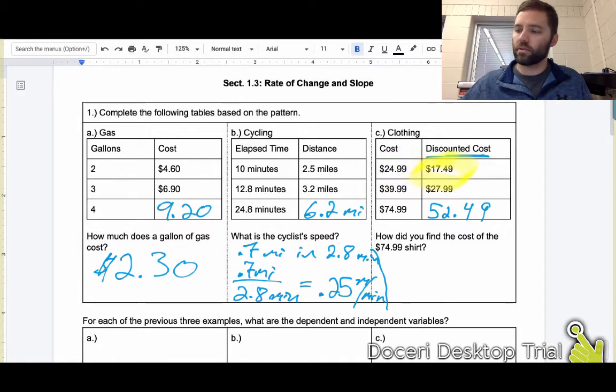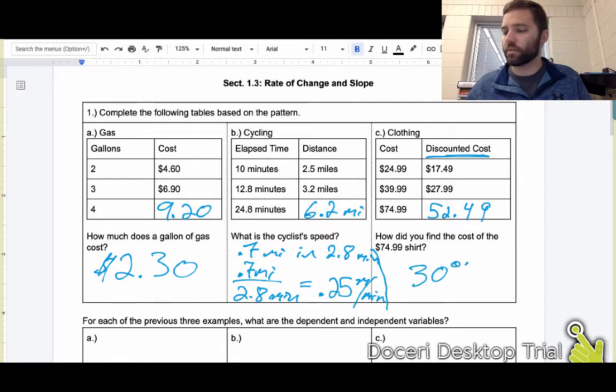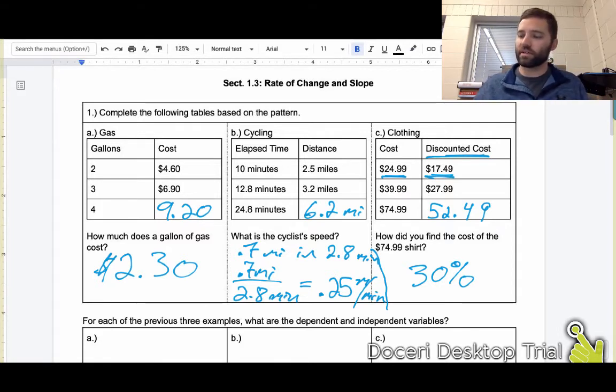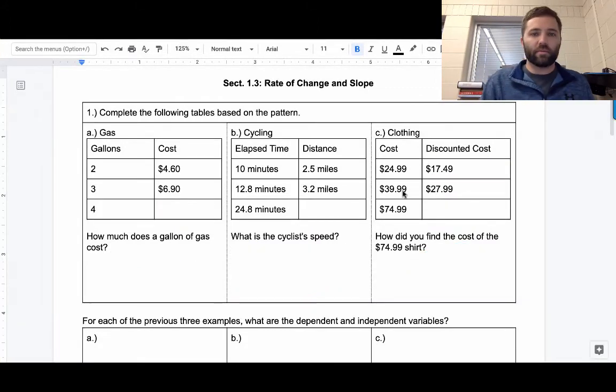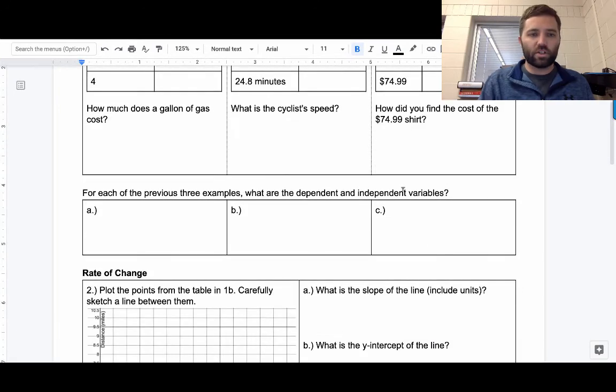So what you do is you find out that the clothing is discounted by 30%. If you take this divided by this, you get 0.7, and that tells you that $17.49 is 70% of $24.99. So that's a 30% discount, and you should have written there how you figured out what the cost was for that one. All right, so let's keep going here, talking about slope and rates of change.